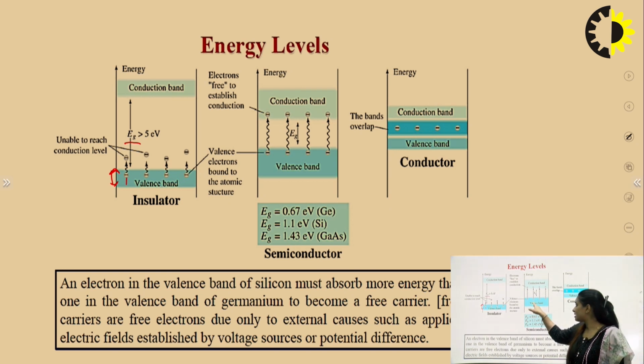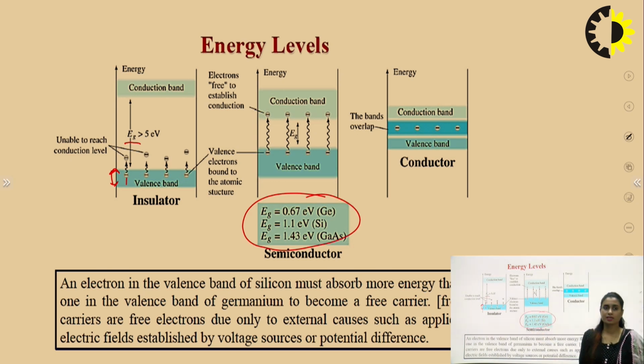Hence, here lies the possibility to provide such an amount of external energy to enable our electrons to jump from the valence band to the conduction band. An electron in the valence band of silicon must absorb more energy than one in the valence band of germanium. True? So, we need less energy in the case of germanium to enable our electrons to reach the conduction band.